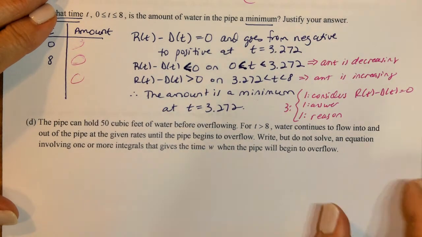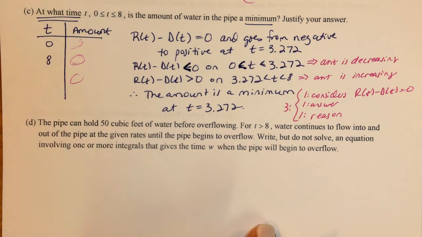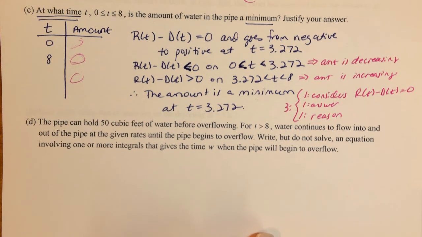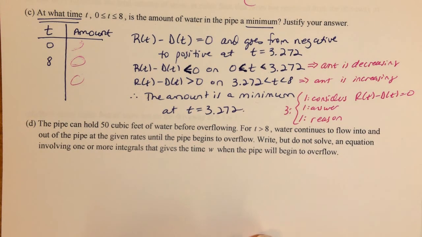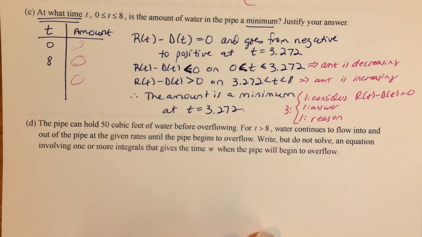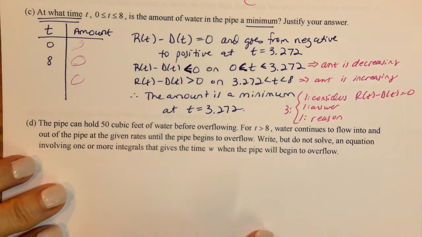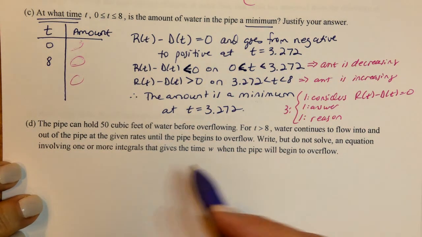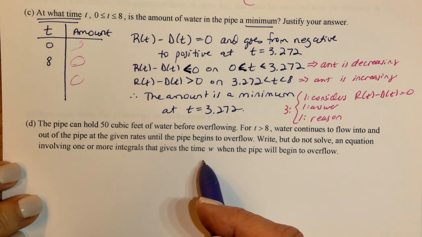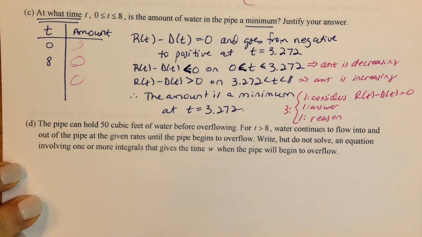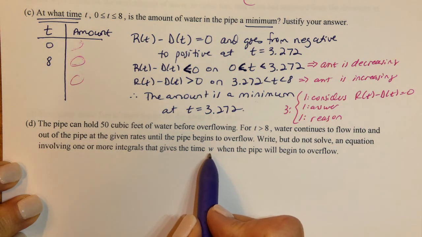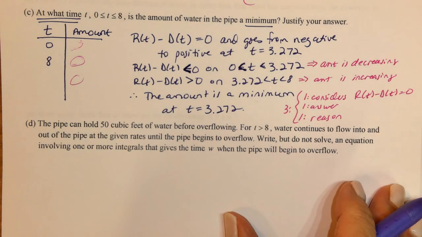Part D. The pipe can hold 50 cubic feet of water before overflowing. For time greater than 8, water continues to flow into and out of the pipe at the given rates until the pipe begins to overflow. Write but do not solve an equation involving one or more integrals that gives the time W when the pipe will begin to overflow.